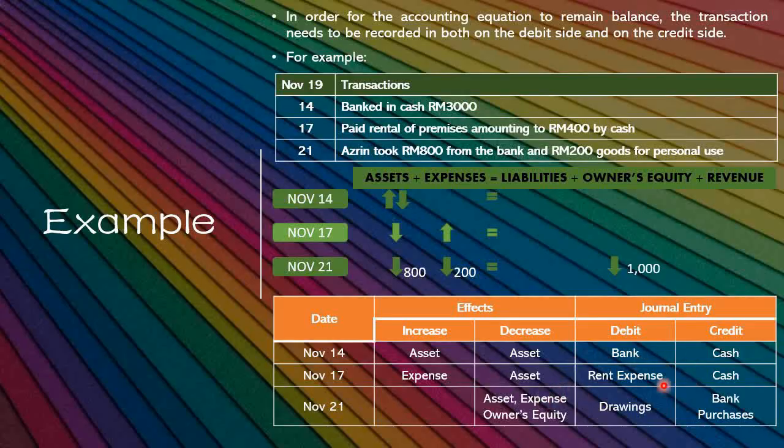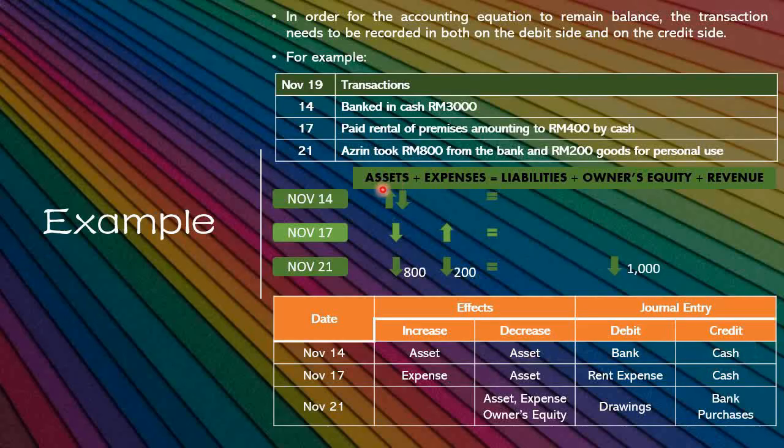So when we want to do the double entry or the journal entry on the effect itself, remember what I told you. If the asset is increased, then we debit. But if it's decreased or reduced, then we go the other way around, which means it must be credit. So here we can see asset is increased because bank has increased, so we debit bank. And here it is decreased because cash has been reduced, so cash must be credit.